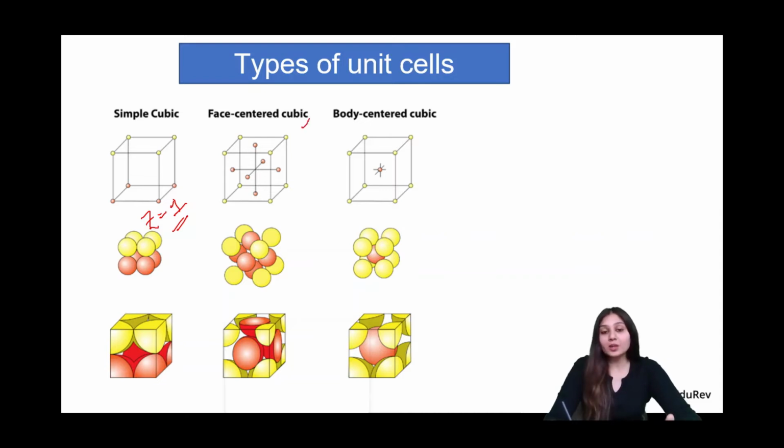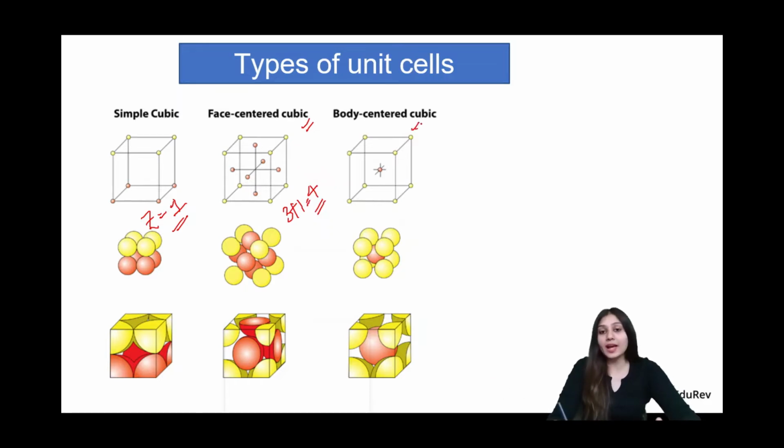In case of face-centered, we have, in addition to the ones present at the corners, just like in simple cubic, atoms present at each face of the cube. And of course, you know that a cube has 6 faces, which means it should have 6 extra atoms there, but each face is also shared between 2 cubes. So we have a total of 3 plus 1, which means 4 atoms in this unit cell.